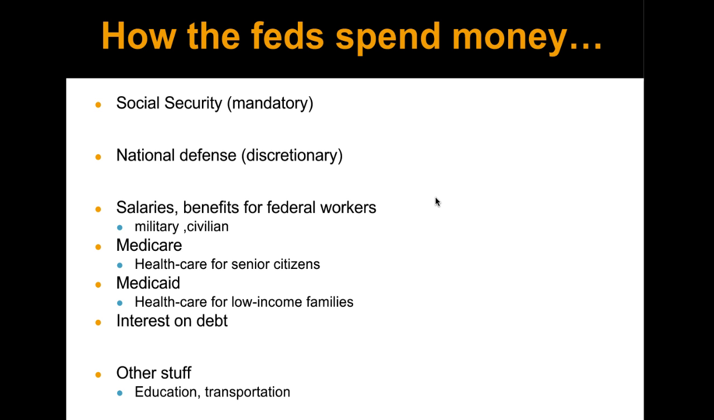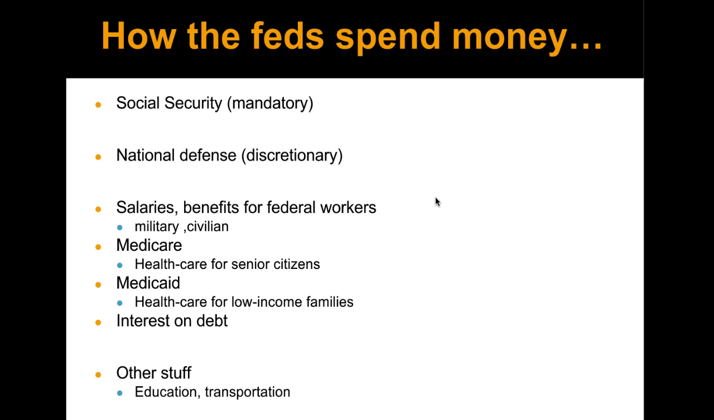We don't usually pay off the balance. In fact, we haven't paid off the balance in a very long time. So we just pay the interest on that debt. And paying off the interest currently makes up the sixth largest category of federal spending. So even though we're only paying the interest, it's a big chunk.